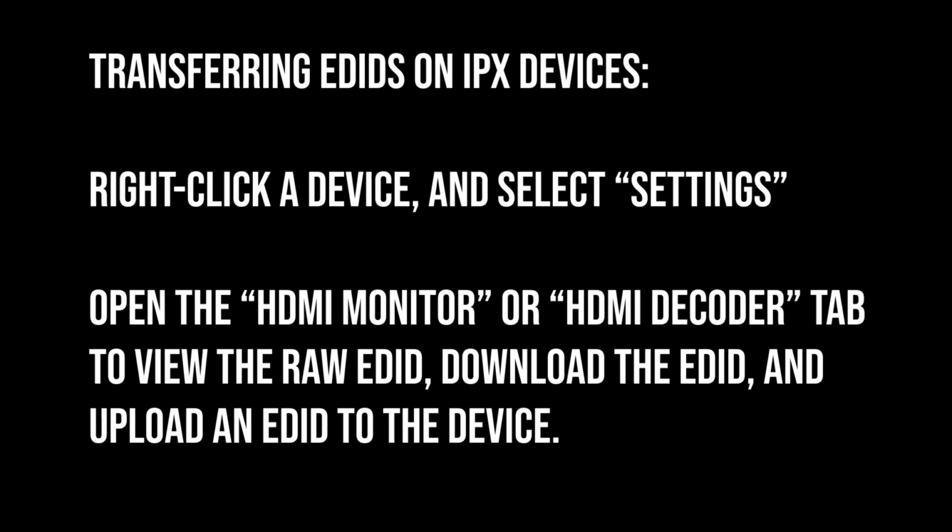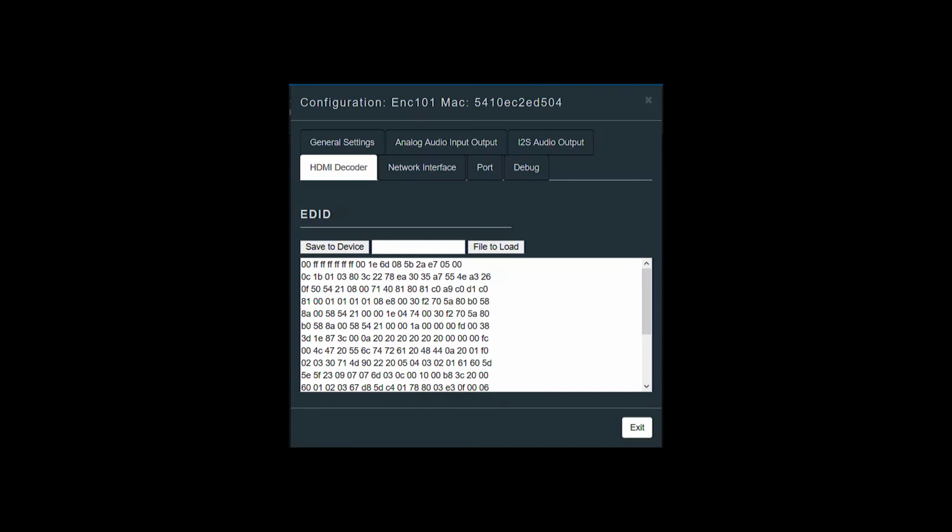In this video, we gave an example of transferring the EDID between two VLX devices. IPX devices work similarly, but their EDIDs are accessed from a different part of the application. To transfer an EDID from a decoder to an encoder on an IPX device, you must go into the device settings. From here, select the HDMI decoder or HDMI monitor tab to see the EDID information, download it, or upload a new EDID to the device.